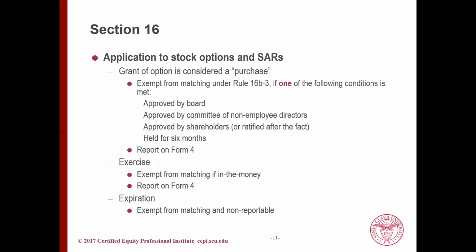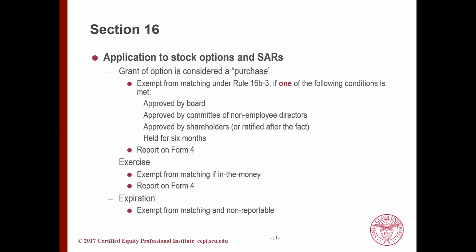So we had talked about this in Level 1. Changes to beneficial ownership for an executive, an officer or director, need to be filed on a Form 4 within 2 days of the transaction occurring for anything that's not exempt. So the grant of an option is considered a purchase. It is exempt from the matching rules of Rule 16b-3.